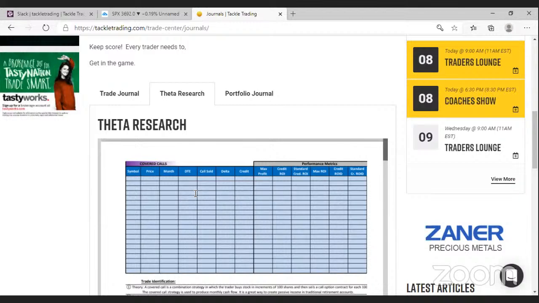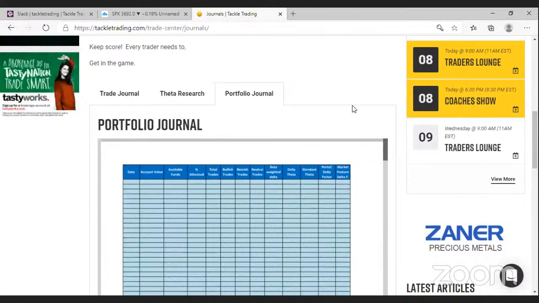And so what this theta research journal can really help you do, on top of staying on track of things, is compare apples to apples, right? How much cushion do I get? How much wiggle room do I have to be wrong before this naked put starts to get threatened and that type of stuff? It really will change your cash flow trading if you use it.